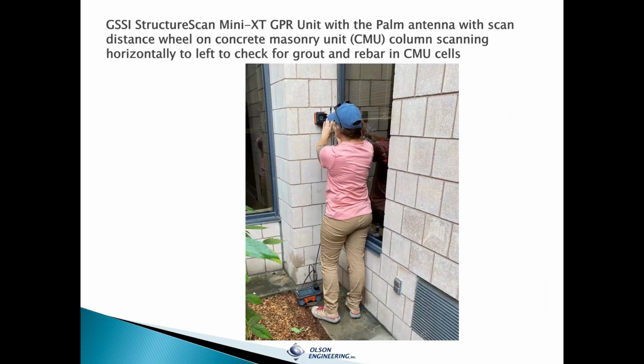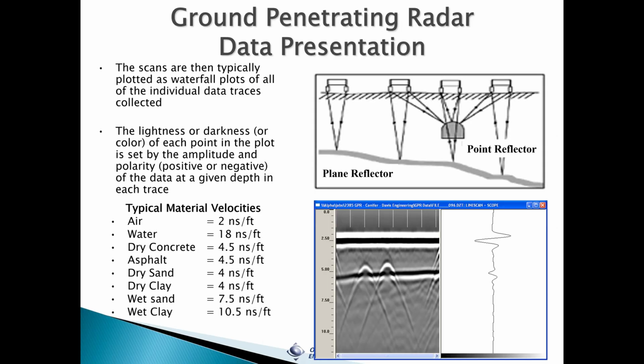Whereas the horizontal line that goes through there is going to be more of a plane type feature, like a void under a slab, or maybe like a gravel layer, or a piece of metal even that you're running directly over the length of. And then on the left there, there's just some typical material velocities that are related to those dielectric constants.